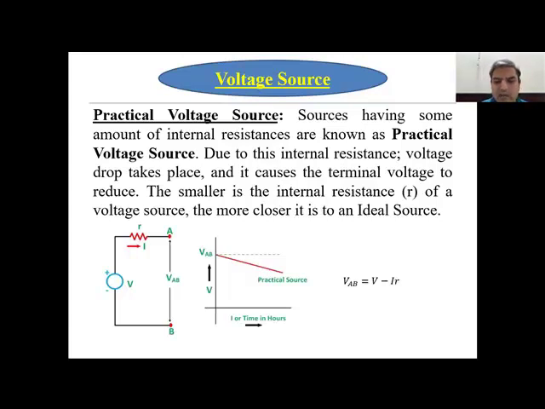So in that case, when the internal resistance of the practical voltage source becomes 0, this practical voltage source will be equivalent to the ideal voltage source, because VAB will be equal to V. Terminal voltage will be equal to supplied voltage. There is no loss, no reduction in the terminal voltage. That's why this internal resistance of the practical voltage source is always taken as small as possible, so that the behavior of this practical voltage source will be closer to the ideal source.